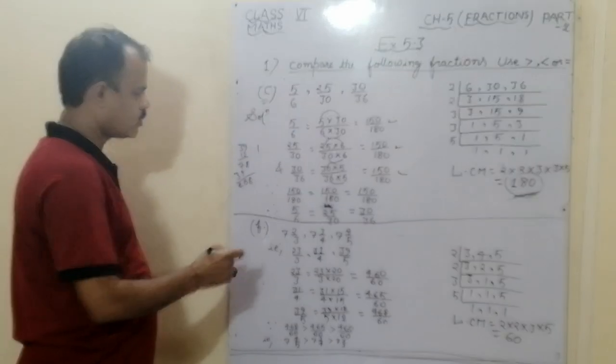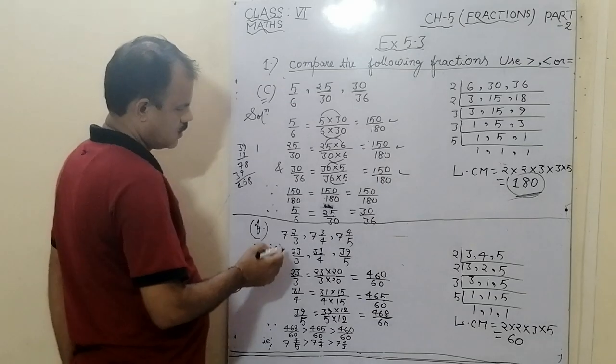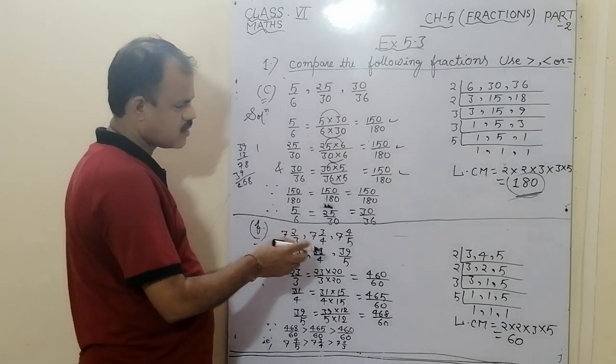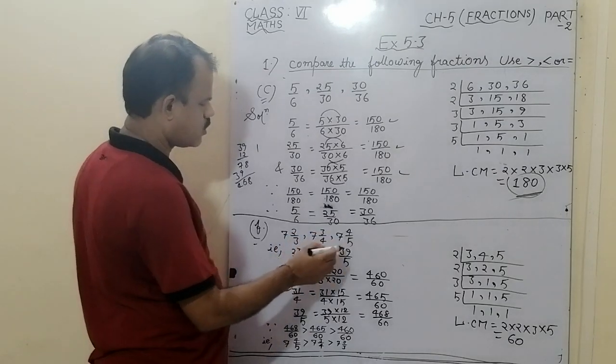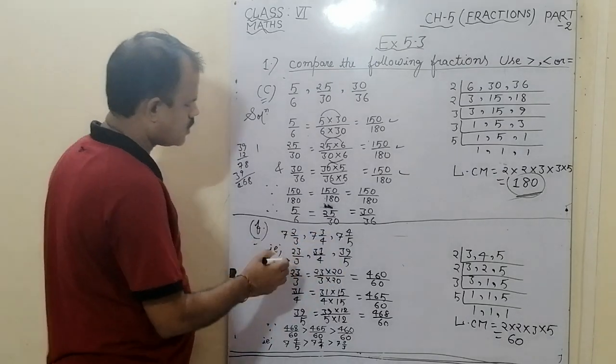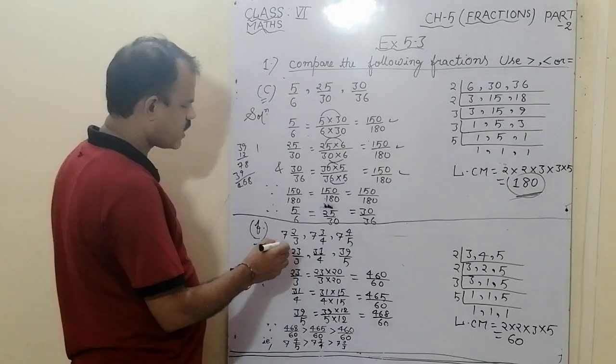Now see one more part, F part. This is in mixed fractions, 7 whole 2 by 3, 7 whole 3 by 4, 7 whole 4 by 5. So we change these mixed fractions into improper fractions.